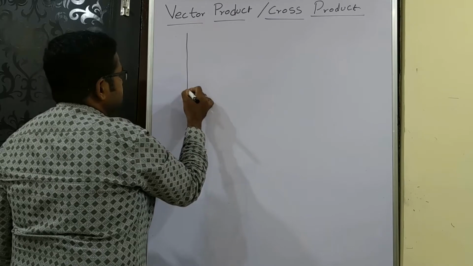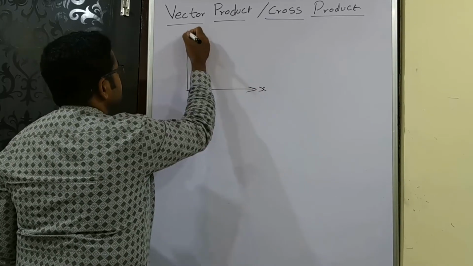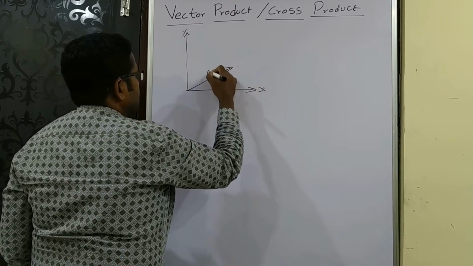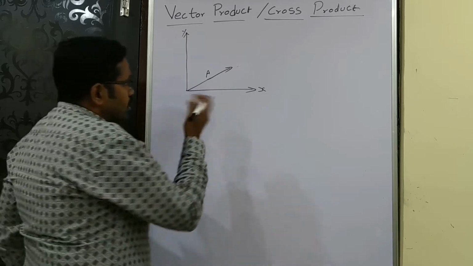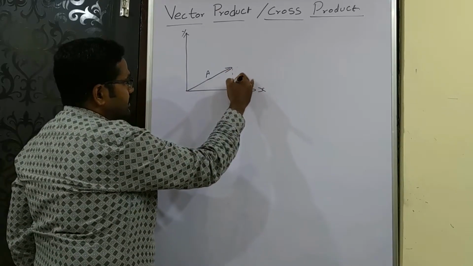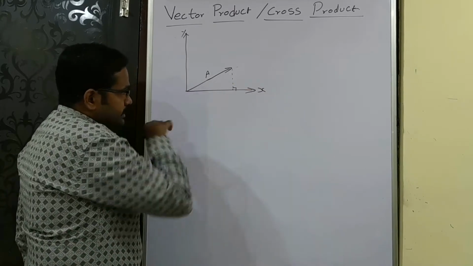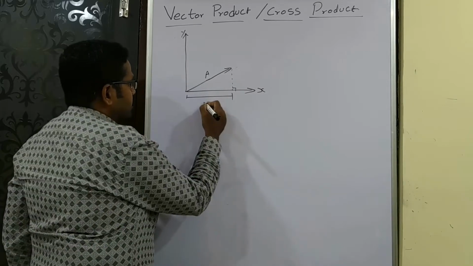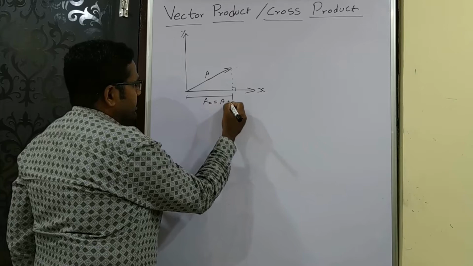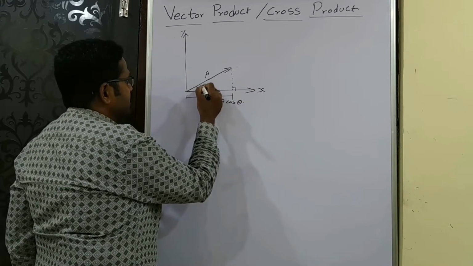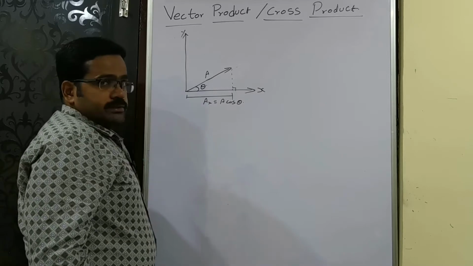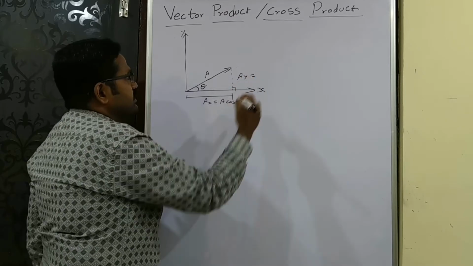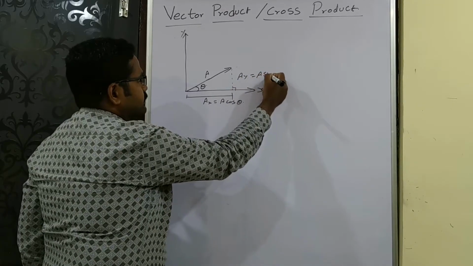We have taken the x-axis and y-axis. If there was a vector called vector A, what was its x component? The component along the x-axis: we take a perpendicular line to the x-axis, and this was its component along the x-axis. We called it Ax, which was equal to A cos theta, where theta was the angle made by this vector with the x-axis. Now what is its component along the y-axis? It was Ay, which we said is equal to A sin theta.